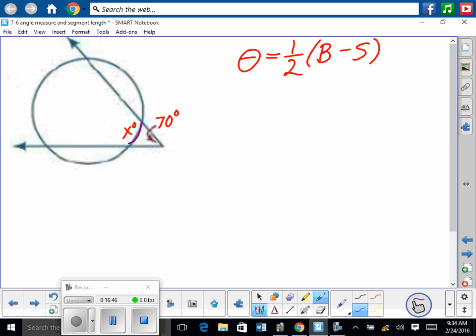So first of all, this is x, we don't know, and then this is 70. So let's put in what we do know. We know 70 is equal to 1/2, and then we have our big arc. But we have no idea what the big arc is. We can't call it x, because then wouldn't you be saying that those two arcs are equal if they're both x? So let's think about how we could think this through.